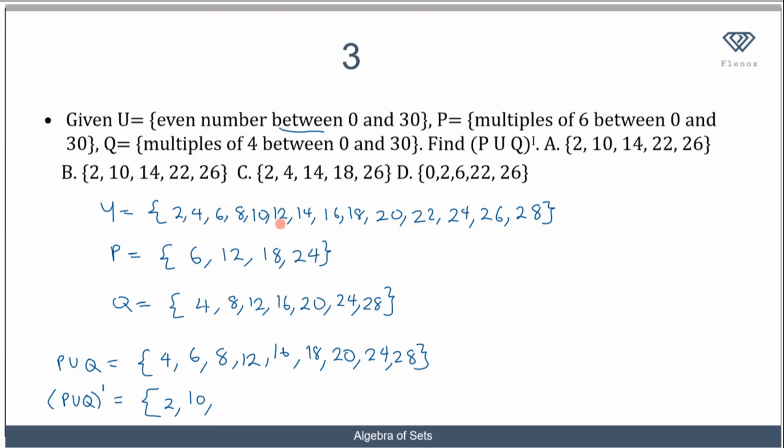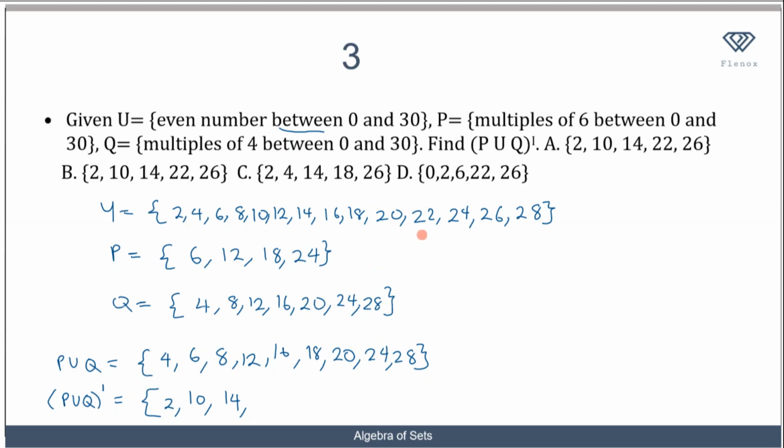We have a 12, so we don't write that out. We don't have a 14 here, so we write that out. We have a 16 here, so we don't write that out. We have an 18 here, so we don't write that out. We have a 20 here, so we don't write that out.